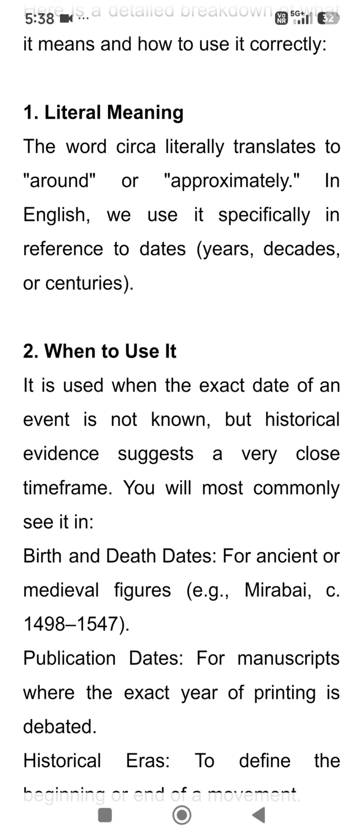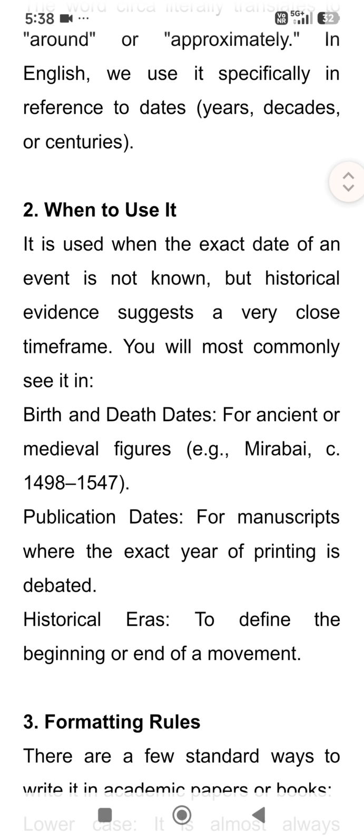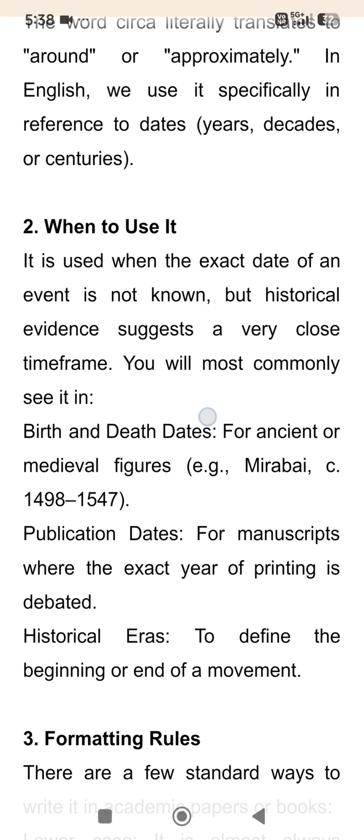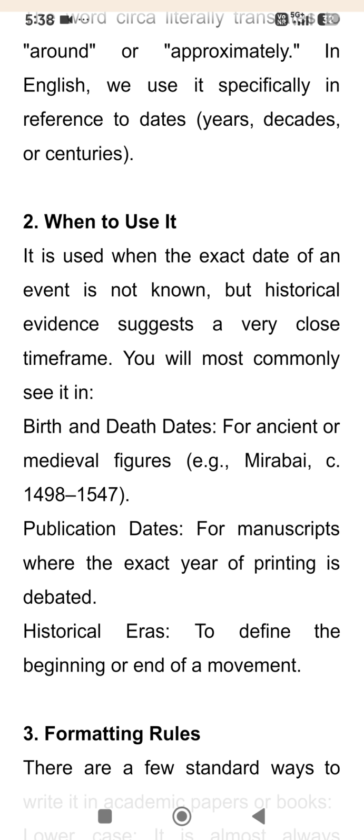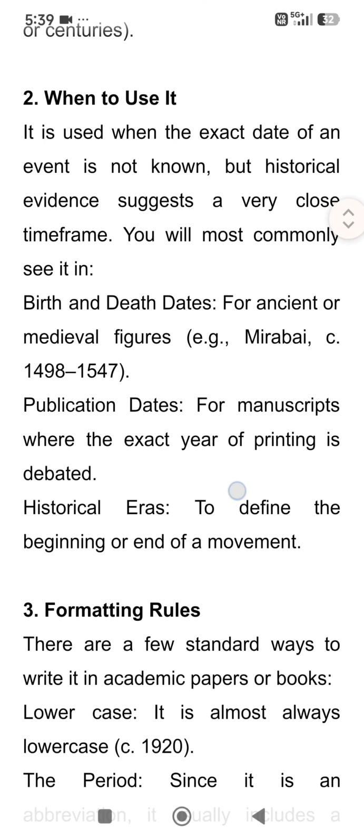The meaning of circa. Literal meaning: the word circa literally translates to around. Circa means around or approximately. In English we use it specifically in reference to dates like years, decades, or centuries. For years, decades, or centuries, we use approximately or around, and for this approximately or around, we use the letter C or CA.